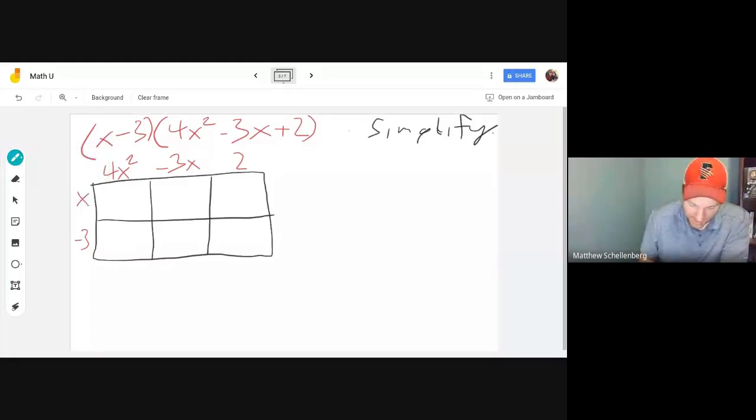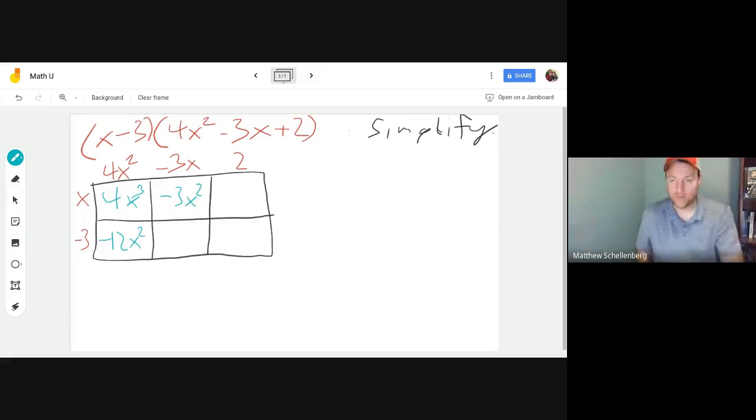So we have 4x squared times x, which is 4x cubed. And then down below, we have -12x squared, because 4 times -3 is -12. So the numbers multiply, but the variable with the exponent does not. And then up top here, -3x times x, that is -3x squared, because remember, x to the 1 times x to the 1, you add the exponents, so 1 plus 1 becomes 2. If you remember the exponent video I just did, that's what you get, -3x squared.